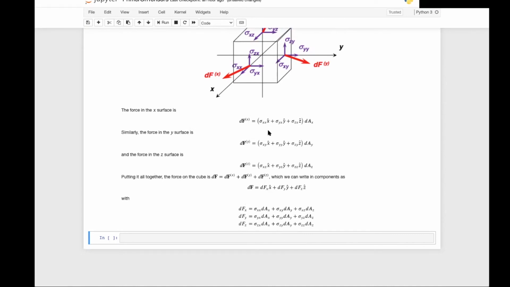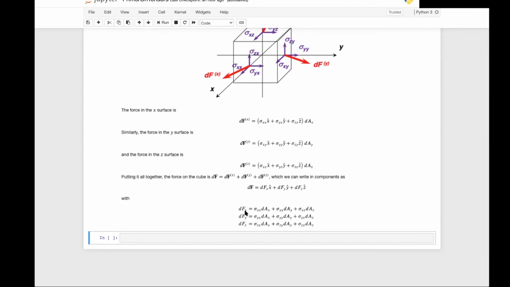df subscript x here is the sum of the components that are multiplied by x hat. So that is sigma xx, sigma xy, and sigma xz. This is what is showing here. Df subscript y is the sum of the components that are multiplied by the y hat. So that's sigma yx, sigma yy, and sigma yz. Again, that's what is written in here in the middle line. And df subscript z is the sum of the components that are multiplying z hat, which is given by sigma zx, sigma zy, and sigma zz, which is what is given here in the last line.